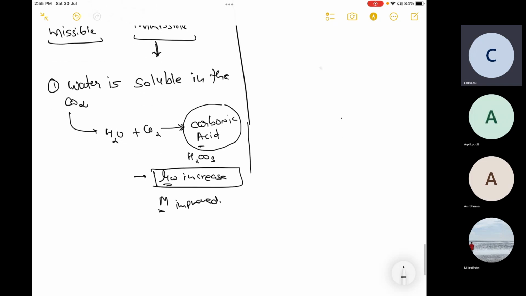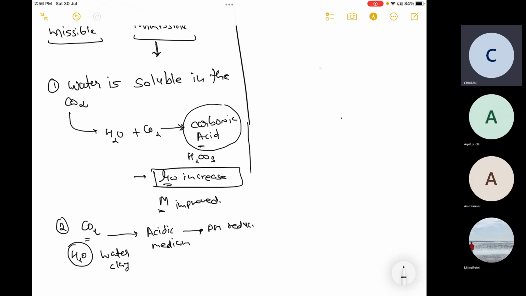Another benefit of this injection: if you have gone through the drilling part, and in that the clay swelling part, then I have already explained the impact of pH on that swelling. So with the presence of CO2, we are adding CO2, and suppose water is present inside the clay. If it forms an acidic medium, then definitely pH will reduce. Okay, pH will reduce. Why does pH reduce? Anyone?